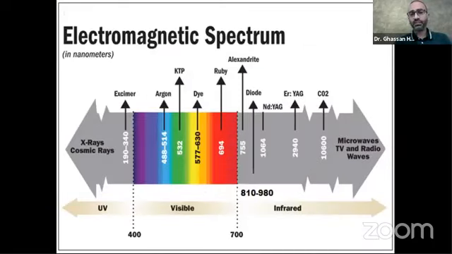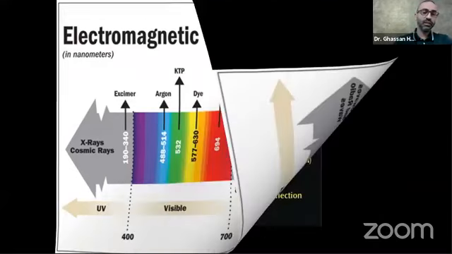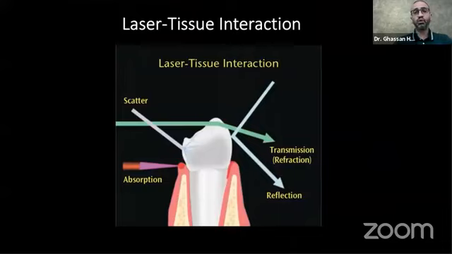According to the electromagnetic spectrum, lasers are not in the category of X-rays or cosmic rays. They are in the visible and near infrared wavelengths. So it's not dangerous. We just must take care of the patient's eyes, the assistant's eyes, and the operator's eyes. As we said, laser is light, so laser tissue interaction is the same as light. We may have absorption, scattering, transmission and reflection.